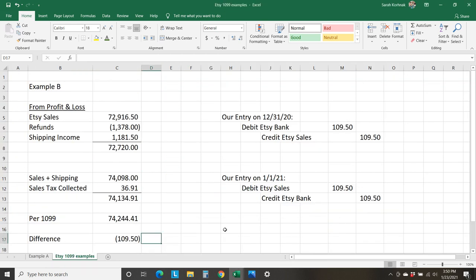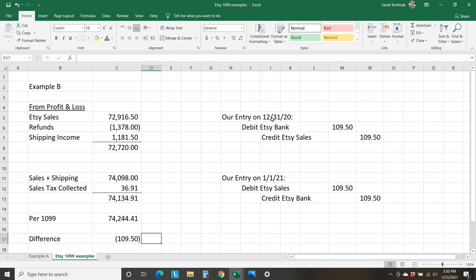Instead of just leaving a difference for your tax preparer to worry about, we're going to post a reversing entry, okay? A reversing entry is an accounting thing. Just trust me, this is a genuine accounting thing that accountants do. And I'm going to show you how to do it because it's actually pretty easy.